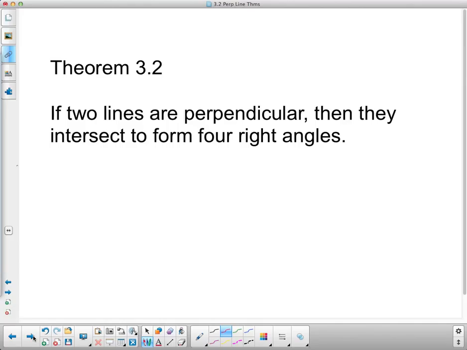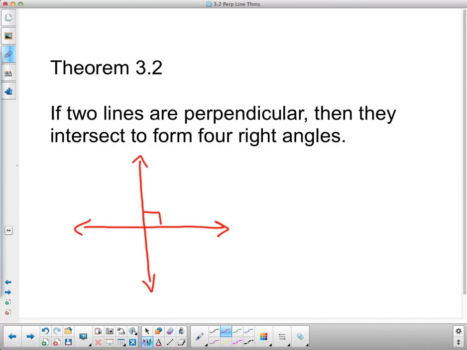Now it says they intersect to form four right angles. So can you convince me that if we have two lines intersecting, we have four right angles? Okay, so there's two intersecting lines, perpendicular. What do I need to mark to show perpendicular? The square corner.